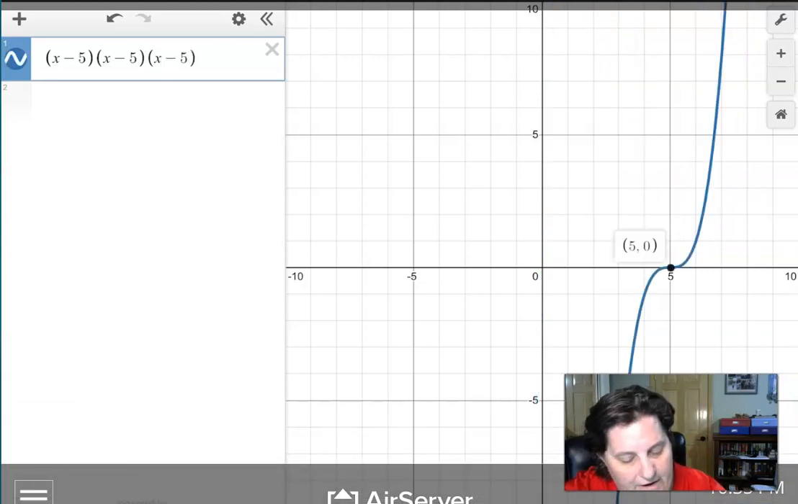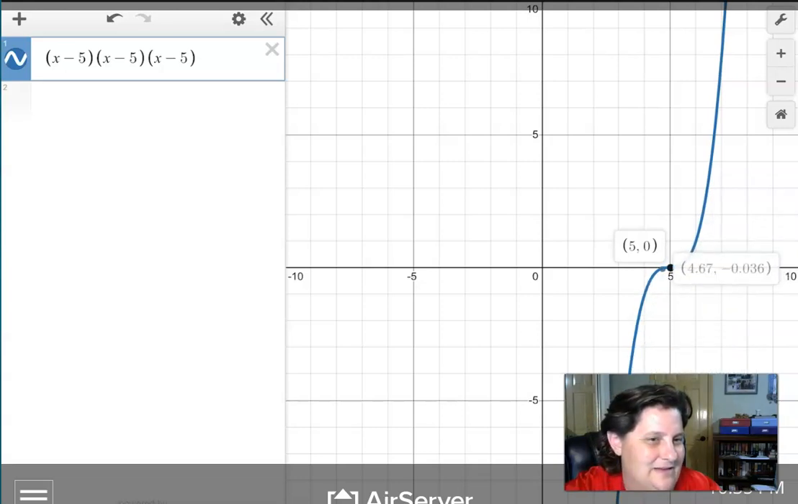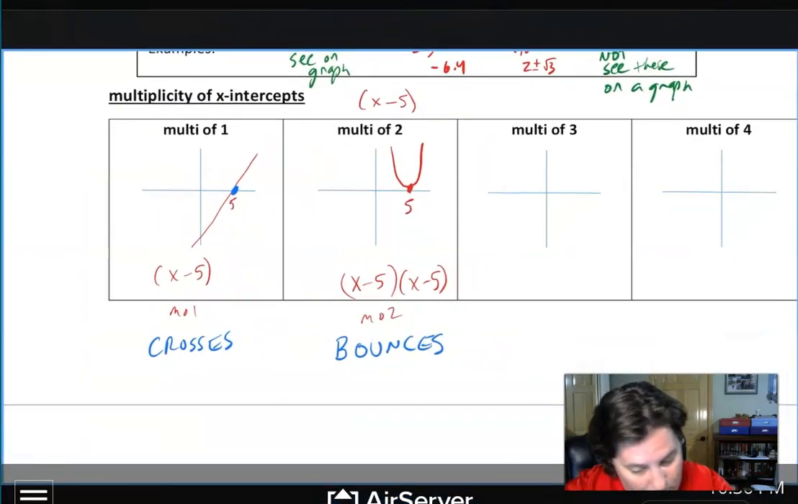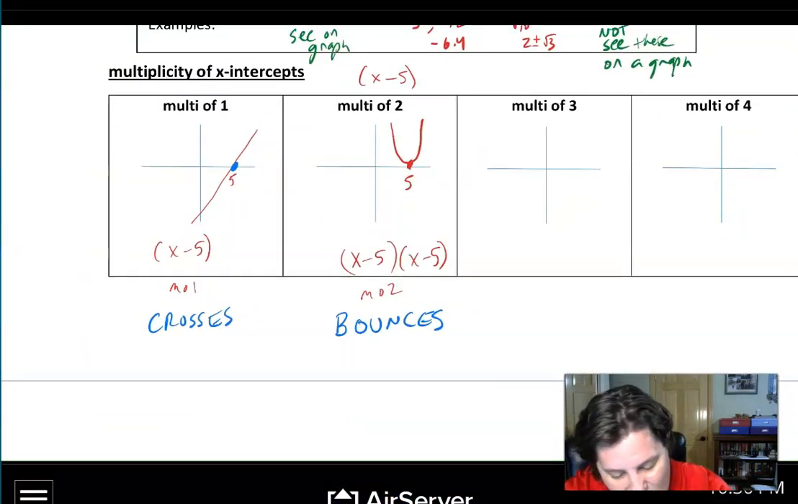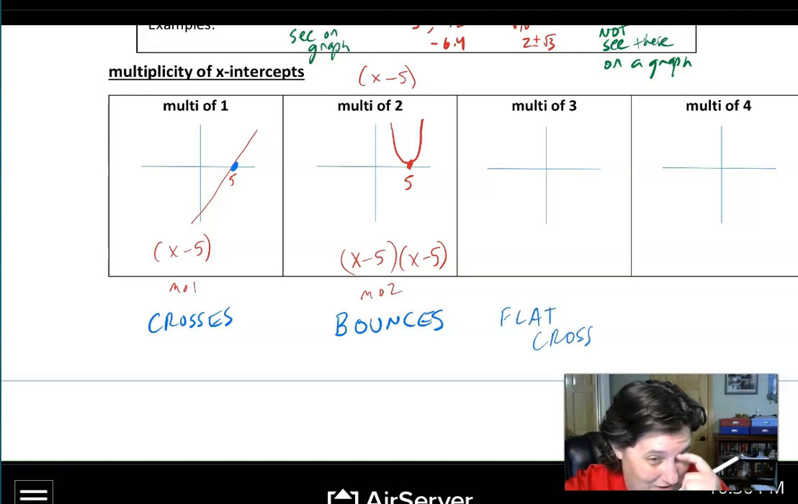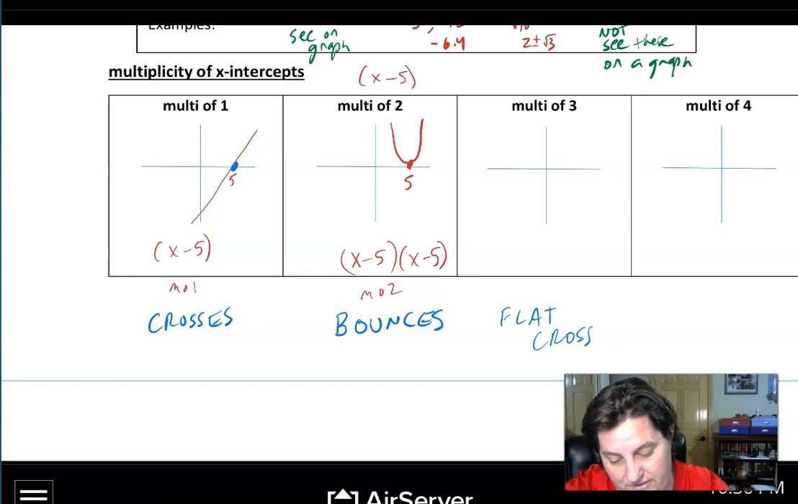Well, it crosses, but do you guys see how it doesn't just cross normal? It crosses with this weird little curvy cross. It crosses, but it kind of flattens out right there and then crosses. What does that look like? Well, it looks exactly like x to the third. That's the whole point. When you have a multiplicity of 3, you do what I call a flat cross. That's kind of the best way I have to describe it, and it's like this.